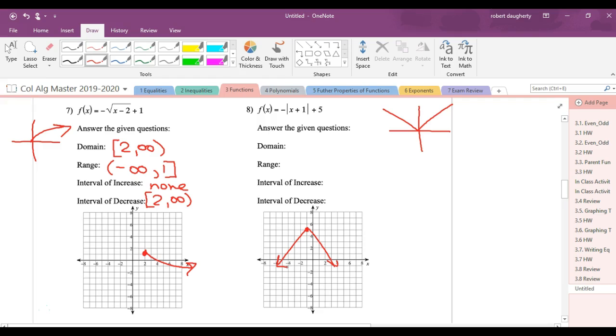What is its domain? Negative infinity to infinity. What is its range? Negative infinity up to 5. Interval of increase. As I travel from left to right, this thing increases from negative infinity all the way to negative 1, and then it decreases from negative 1 to infinity.